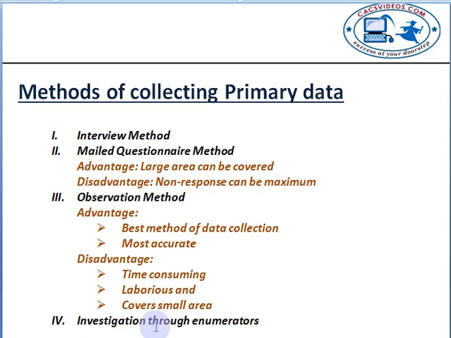And the fourth type of data collection method is investigation through an enumerator. How data is collected in this method is that, suppose in your house one person came with a set of questions. They will ask you 100 questions, and whatever your response is, they will collect that information, and then they will do their analysis. That type of data collection method is called investigation through an enumerator. So this is the fourth method. Now we'll discuss the interview method in detail in our next slide.